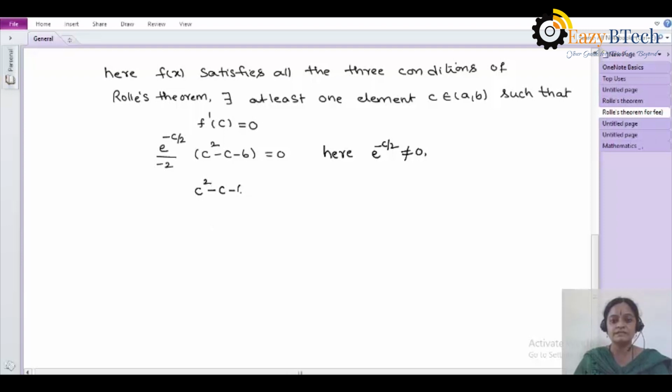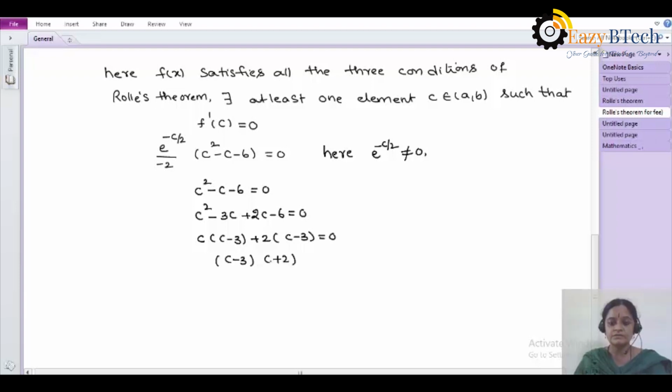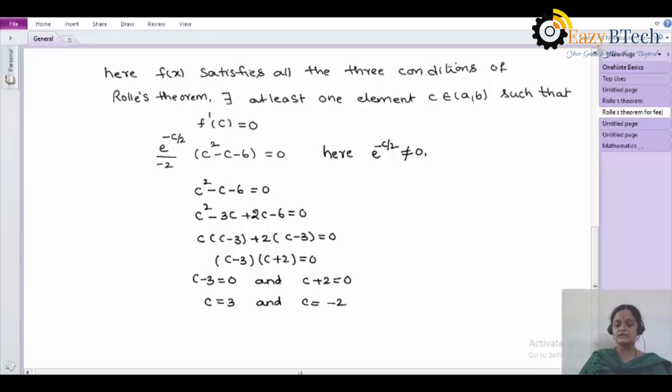C square minus c minus 6 is equal to 0. Then c square, using the factors, minus 3c plus 2c minus 6 equals 0. C common, c minus 3, plus 2 common, c minus 3 equals 0, and again c minus 3 common, then c plus 2 is equal to 0. Equating the product terms individually, c minus 3 is equal to 0 and c plus 2 is equal to 0. Then c is equal to 3 and c is equal to minus 2. So what is the statement of Rolle's theorem?